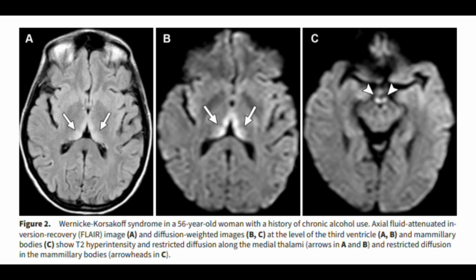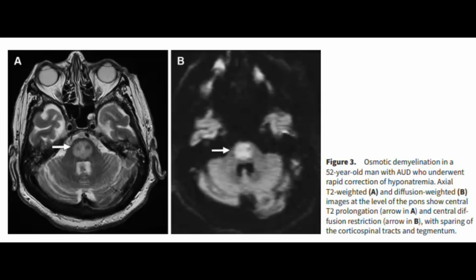What about osmotic demyelination syndrome or central pontine myelinolysis? Sounds nasty. It involves damage to myelin, the insulation around nerve fibers. Most classically, it hits the pons, a key part of the brainstem. It's not only seen in AUD, but it is more frequent, especially when someone's low blood sodium is corrected too fast. The rapid correction is the trigger.